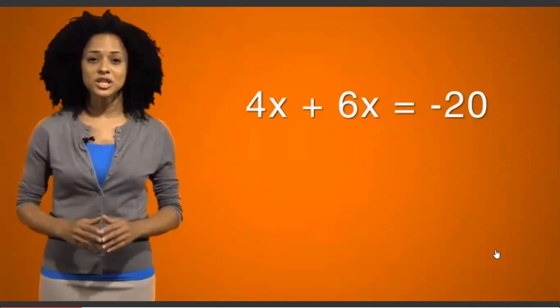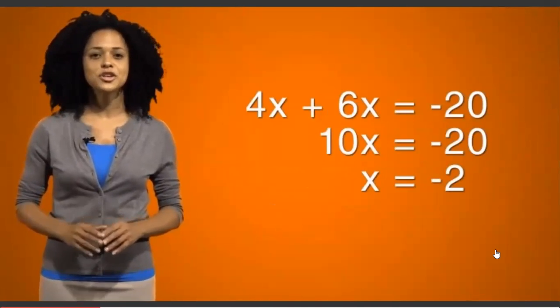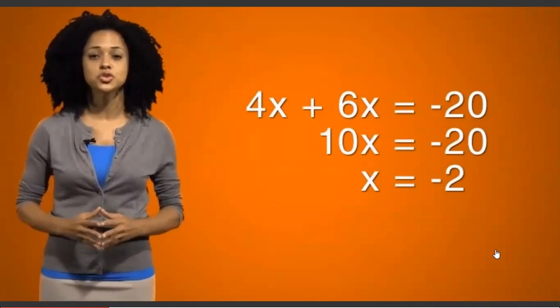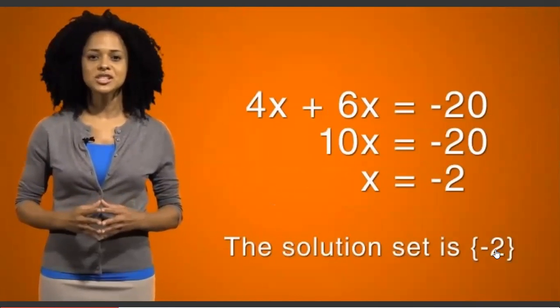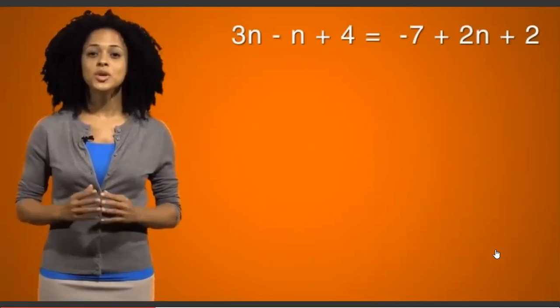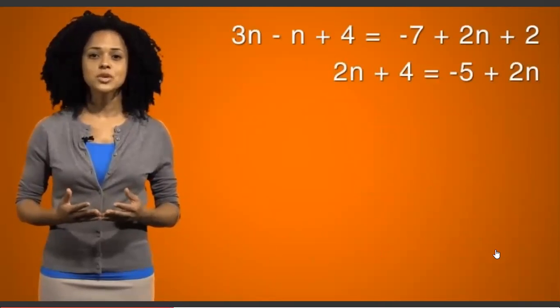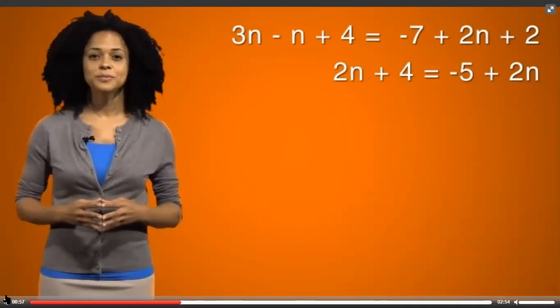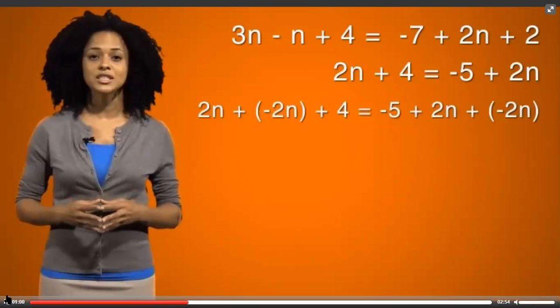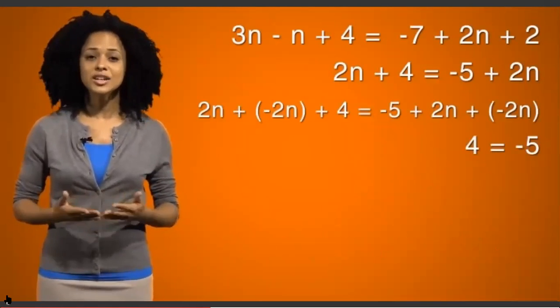When we solve linear equations by combining like terms and using the addition and multiplication properties of equality, there is just one solution or value that makes the equation true. In this example, the solution set is -2. There are a couple of exceptions to this rule, though. Take a look at this equation. When we combine like terms on each side of the equation, we end up with 2n plus 4 equals -5 plus 2n. Then, when we use the addition property of equality to isolate the variable term on one side, the variable terms cancel each other out, leaving a contradiction.